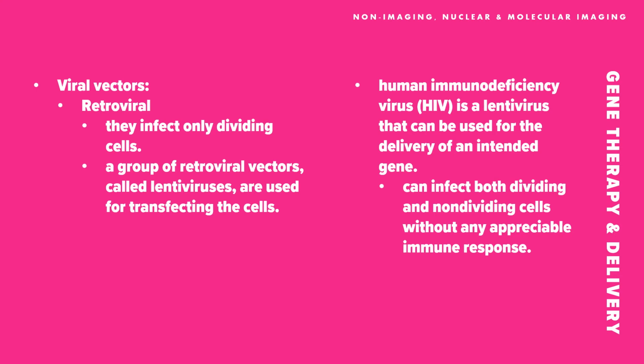Another popular lentivirus that is commonly used is HIV. If you modify HIV and remove all the viral genome, you can use it to deliver the intended gene. Interestingly, HIV is one of the unique retroviruses that can both transfect or infect dividing and non-dividing cells, and will not induce any immune response. That's exactly why, when you get infected by HIV, it goes everywhere and does not trigger any immune response, but it actually damages your immune system. That's why we call it immune deficiency virus.